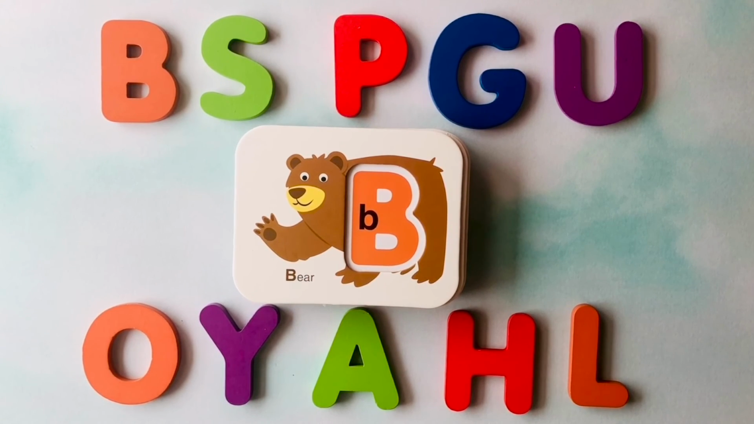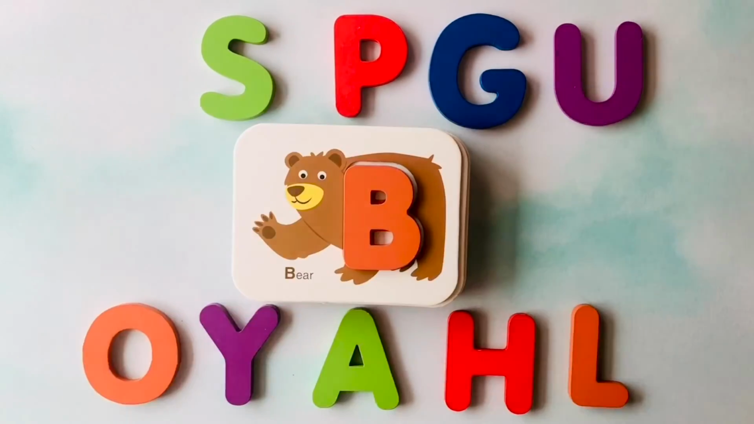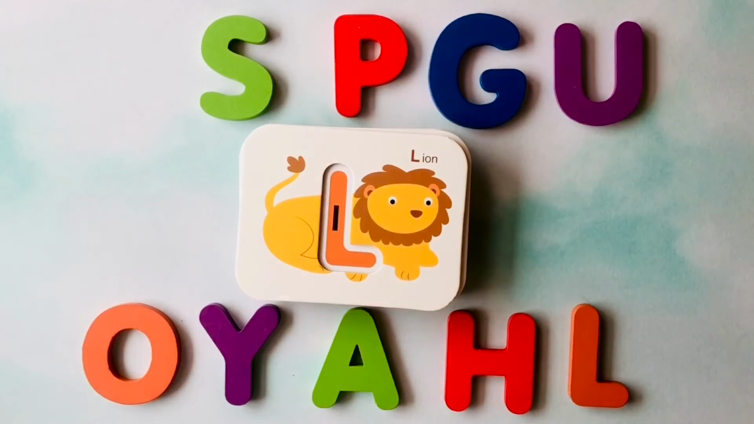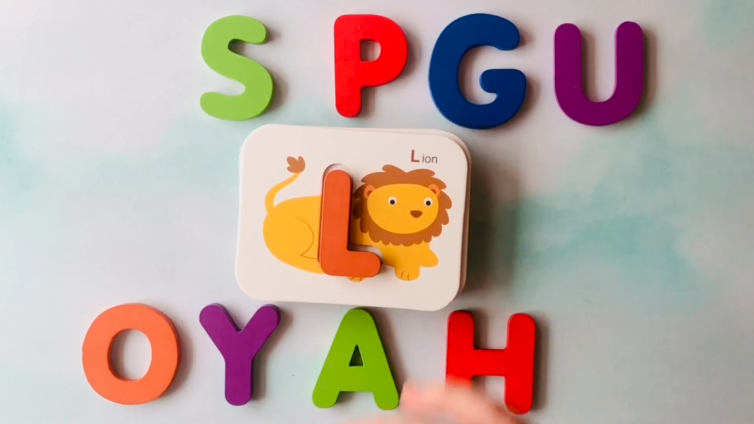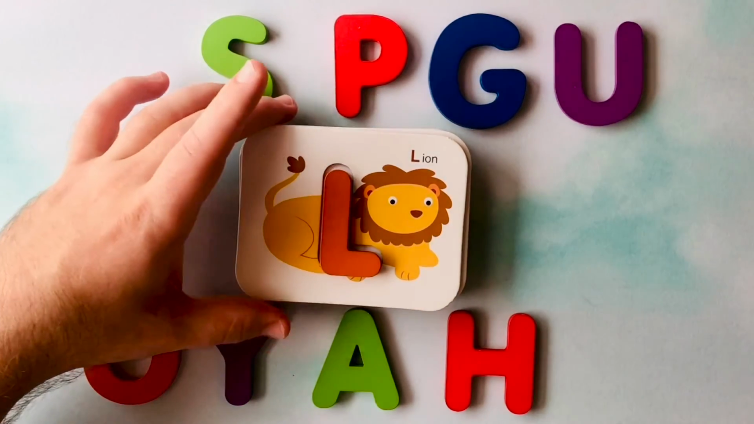Let's learn letters. This is a bear. Bear starts with the letter B. This is the letter B. B is for bear. This is a lion. Lion starts with the letter L. This is the letter L. L is for lion.